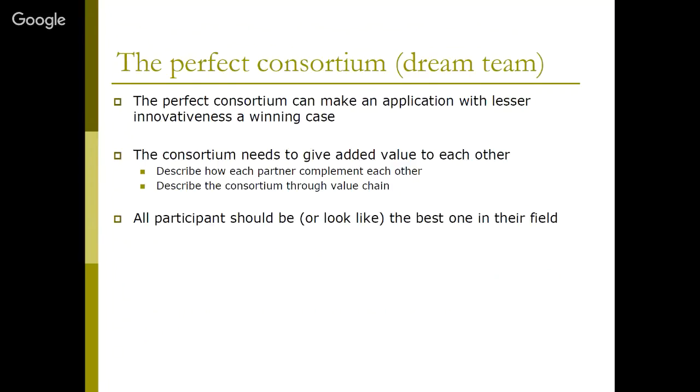You don't need to have a world-class innovation, but you still can win with a dream team or perfect consortium. It means that the dream team are partners which really give added value to each other, and they are the best ones in their own field. In order to do this, you need to describe how the partners complement each other, and this can be easily done by describing the value chain of the consortia.